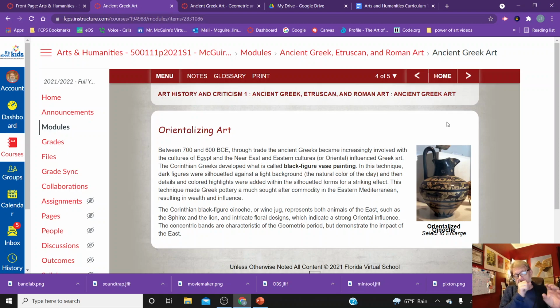So, understanding when we talk about being able to discuss what was the process, what was the progress, the evolution, as how did we get to these naturalistic forms where the body's being depicted as it really looks? Well, it didn't happen all at once.